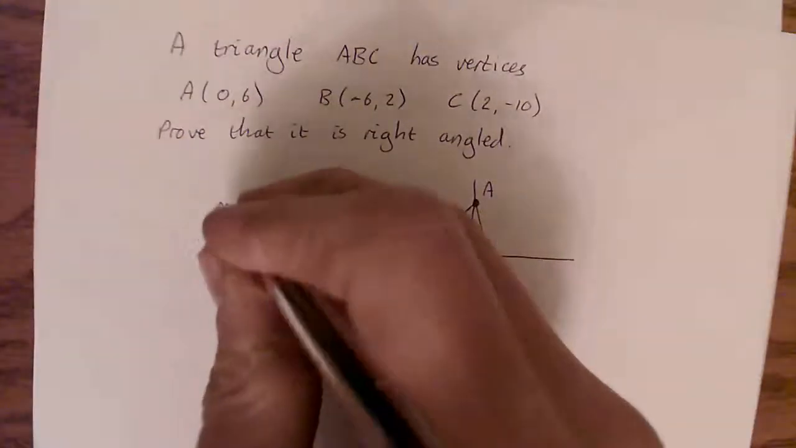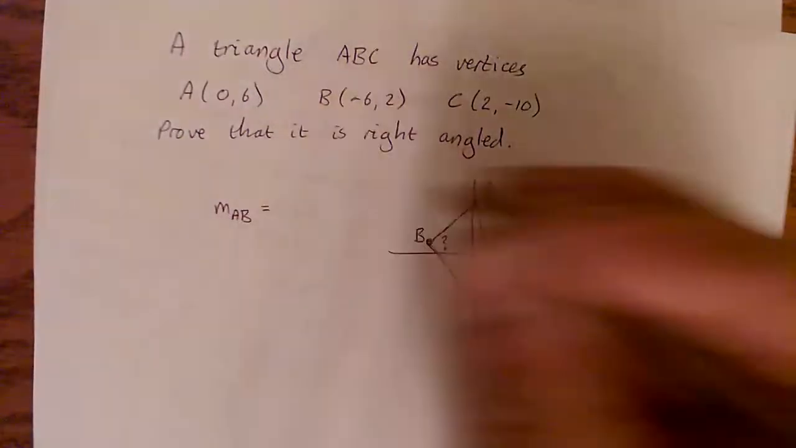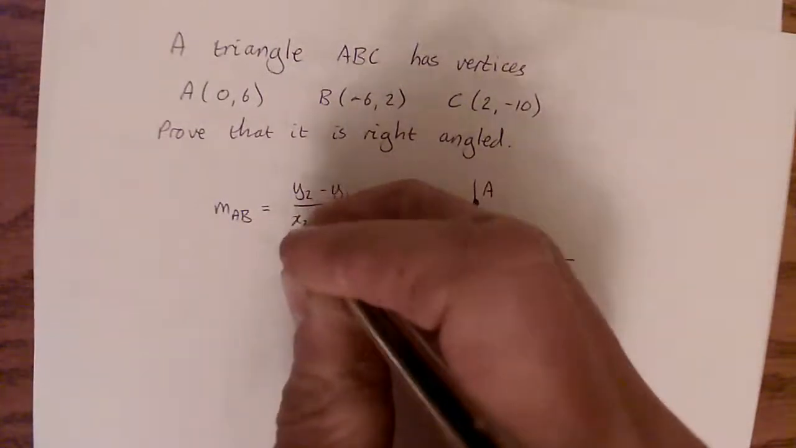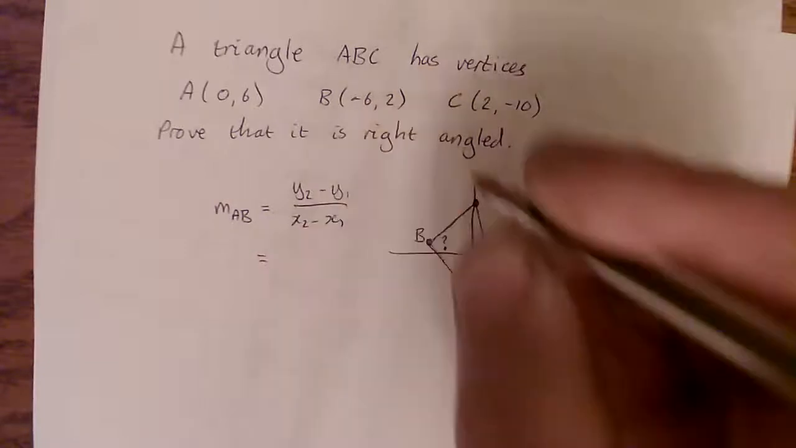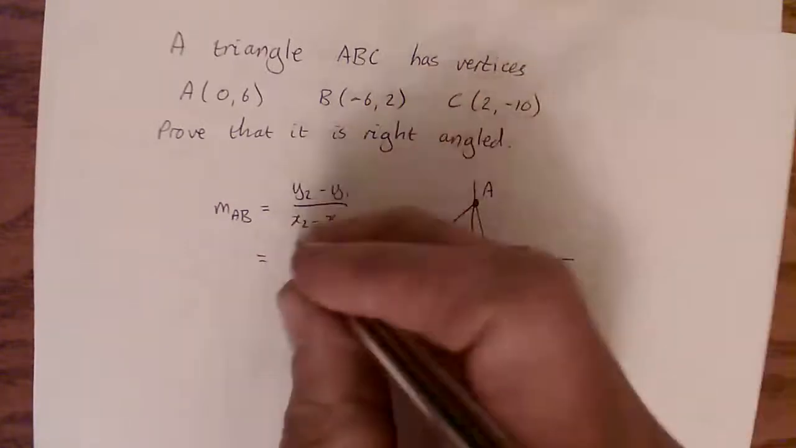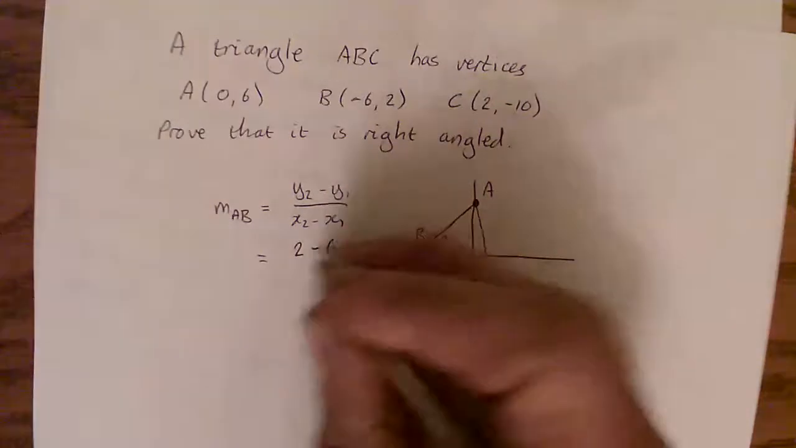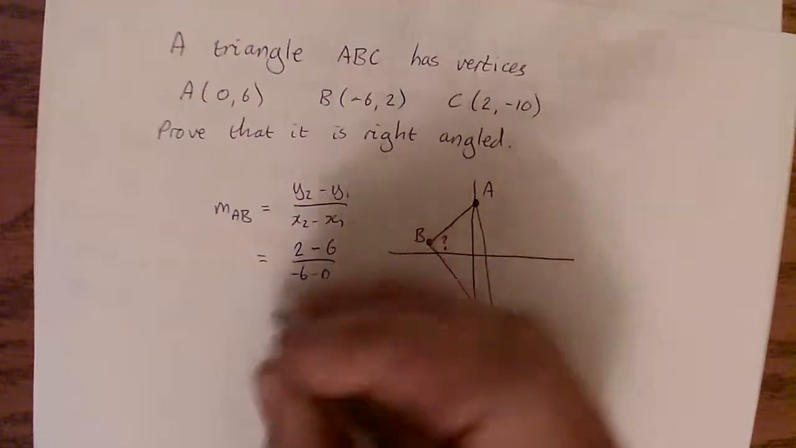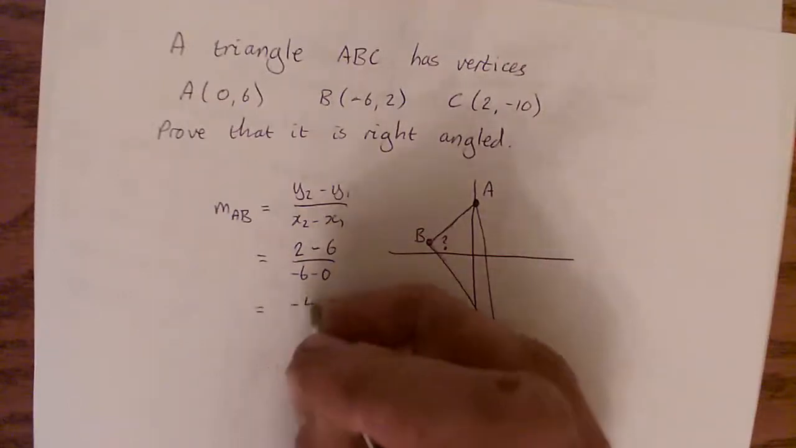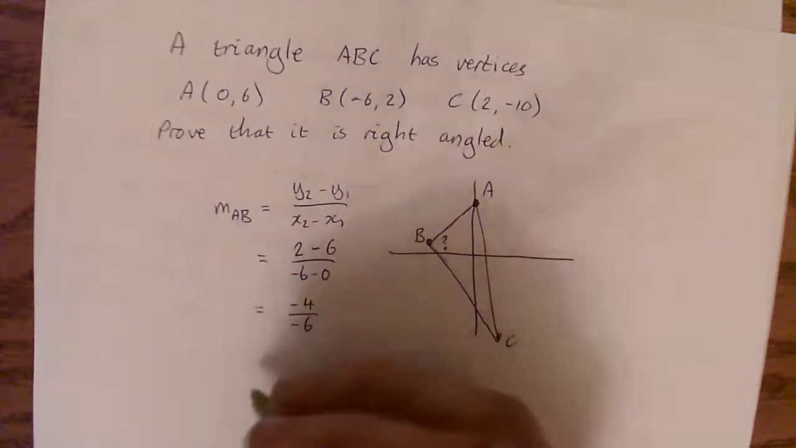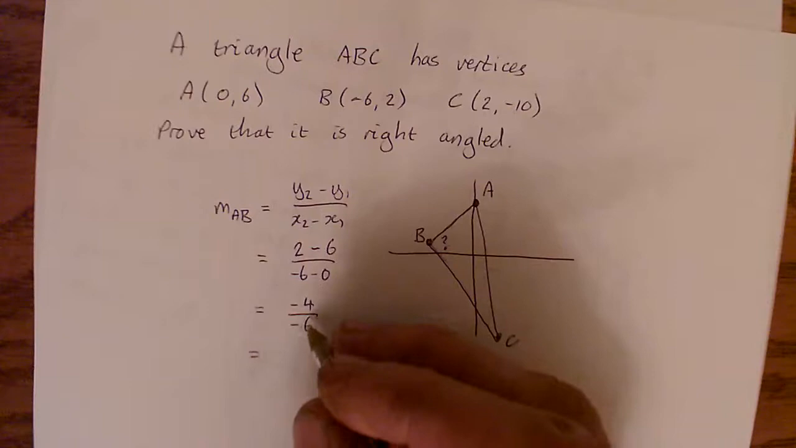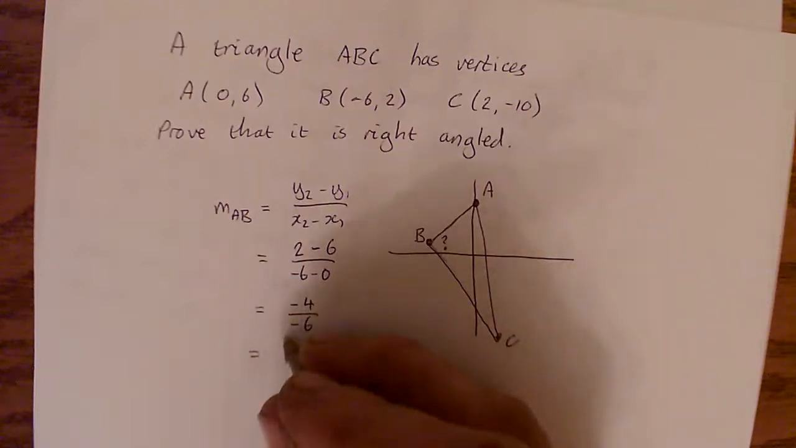So my strategy was m_AB, and we'll find that. So that's y2 minus y1 over x2 minus x1. That's going to be my y2, so we're going to do 2 take away 6 over minus 6 take away 0. That's going to give me minus 4 over minus 6. Minus divided by minus is positive. So we get 4 over 6, or handily we'll simplify that to 2 over 3.